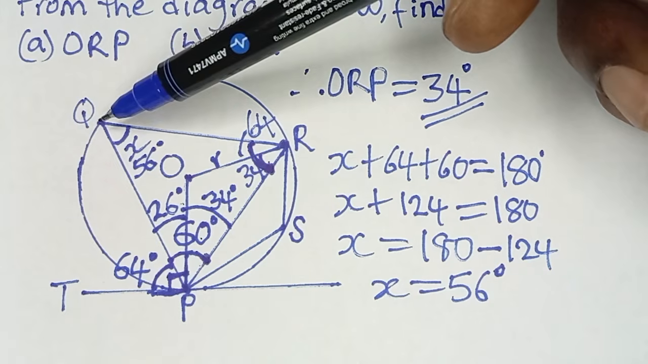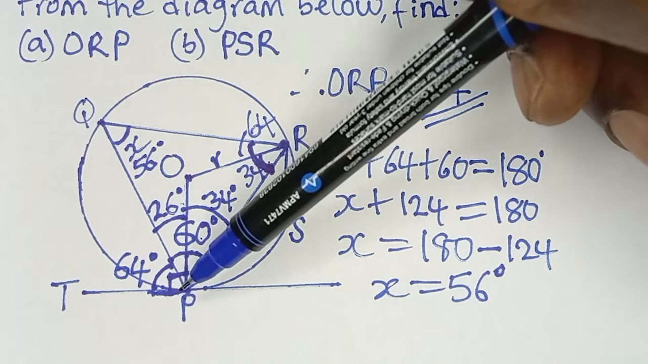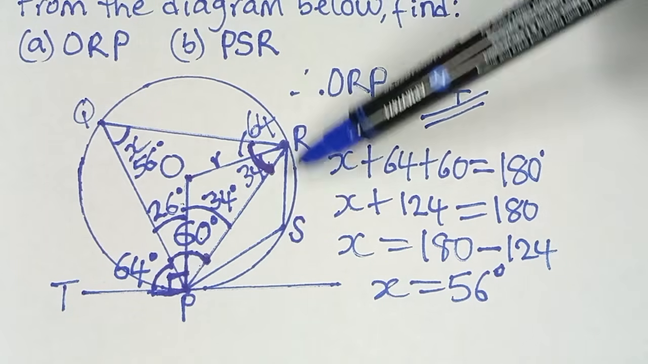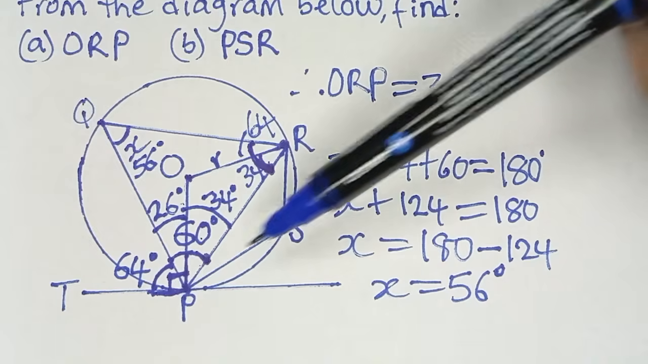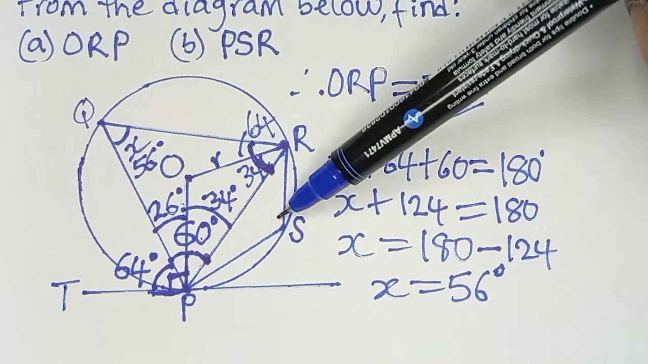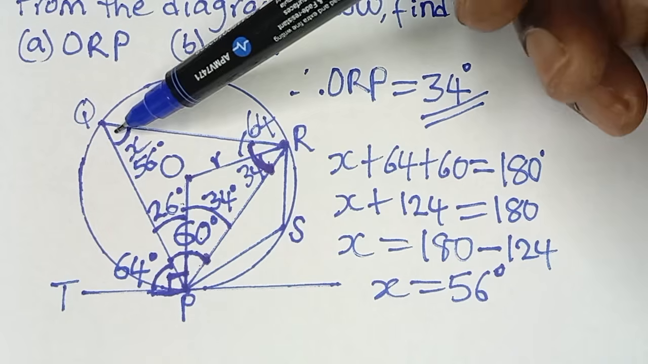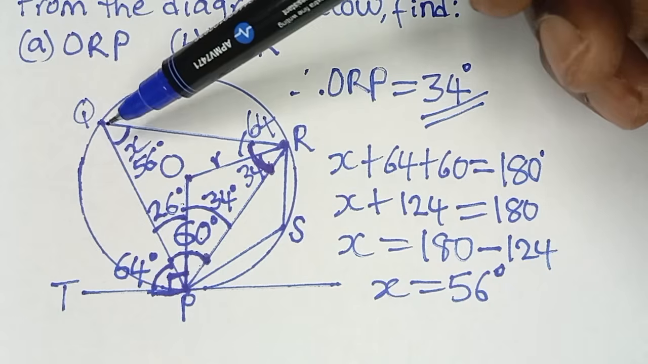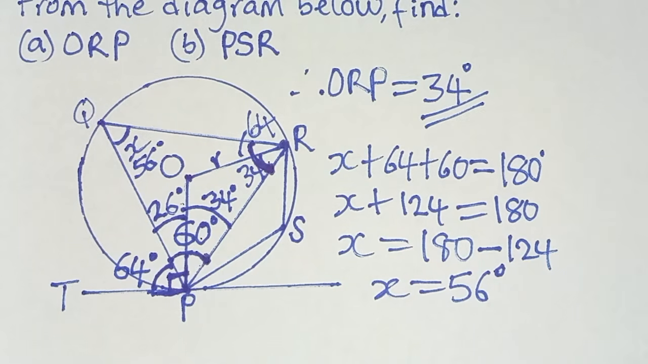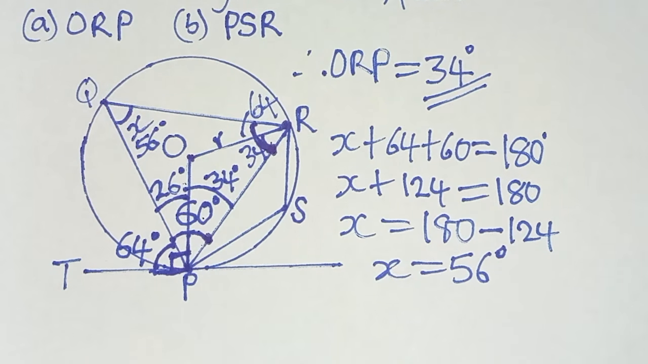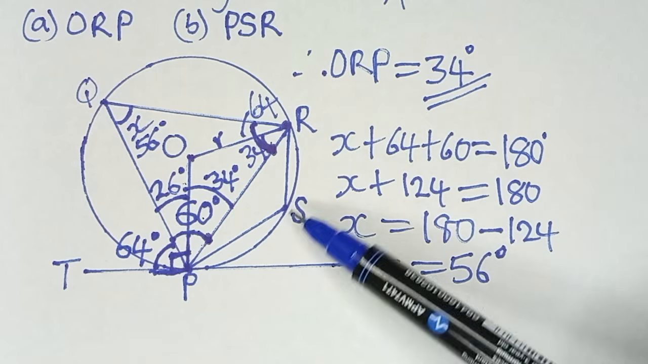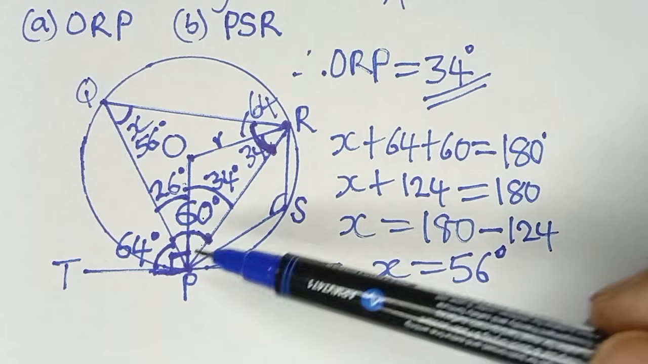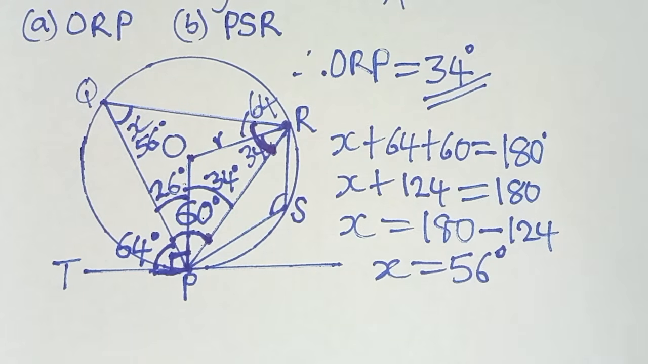Then now, don't forget, PQRS is a cyclic quadrilateral. And in a cyclic quadrilateral, the opposite angles are supplementary. Supplementary means they add up to give you 180 degrees. So in that case, I can go ahead now and say this angle that we are looking for, angle PSR. You can see it, PSR. PSR, that's the angle we are looking for.